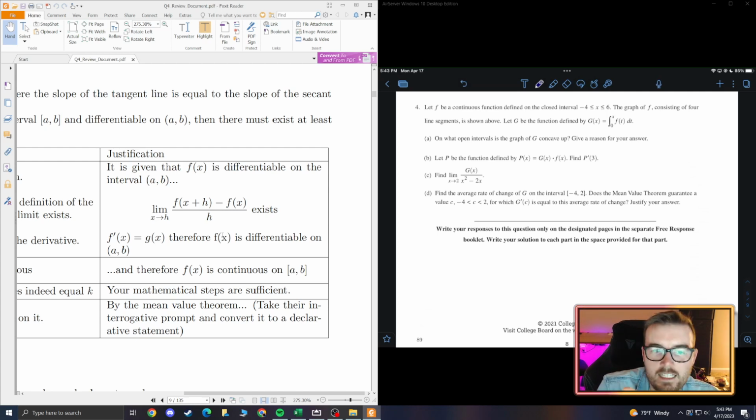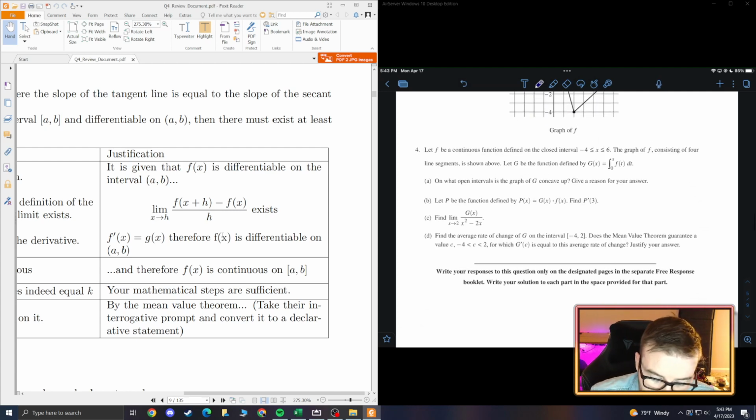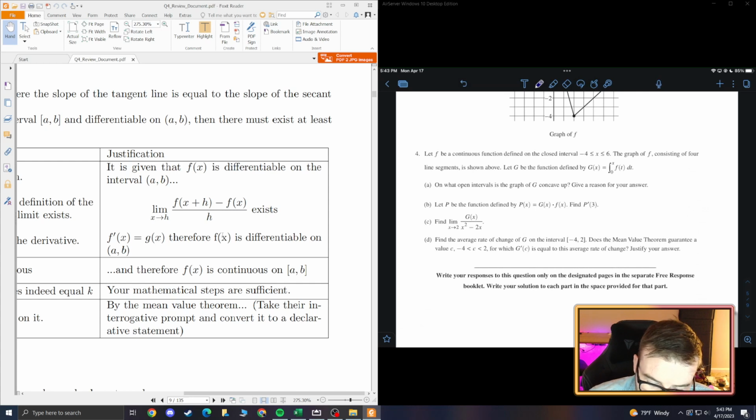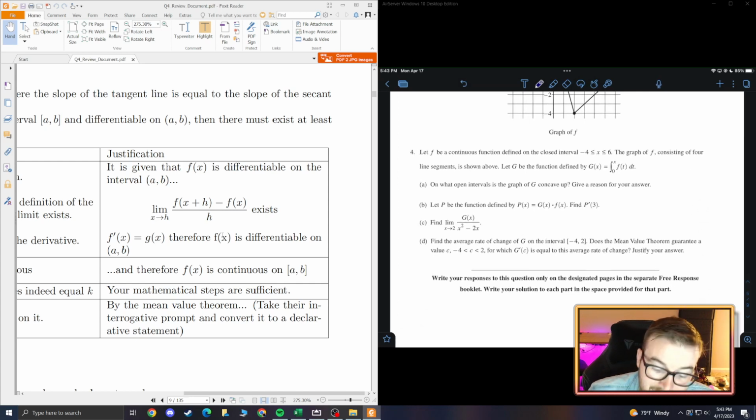Now, I'm saying continuous first, but they often tell you that it's differentiable, which then allows you to conclude that it's continuous. And the same is done in this problem. So it says, let f be a continuous function defined on the closed interval. The graph of f, consisting of 4 line segments, is shown above. Let g be the function defined by g of x equals blah, blah, blah.